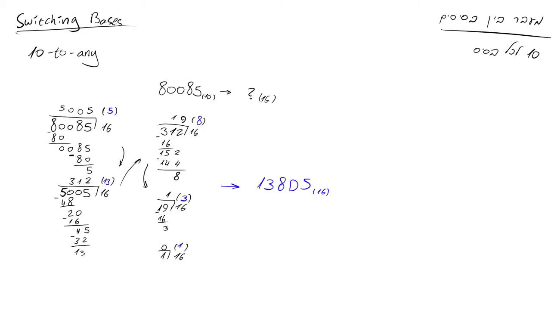Here's an example in hexadecimal. It's the same number we got earlier, 80,085, and we want to switch it to base 16. We do it exactly the same way. We take the number and we divide it by 16.